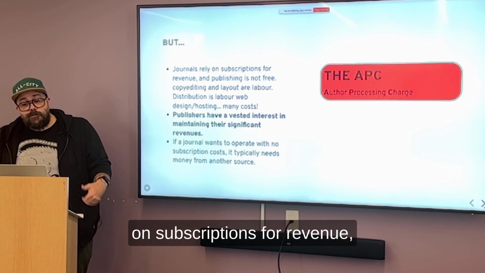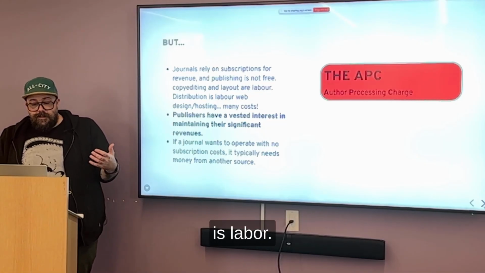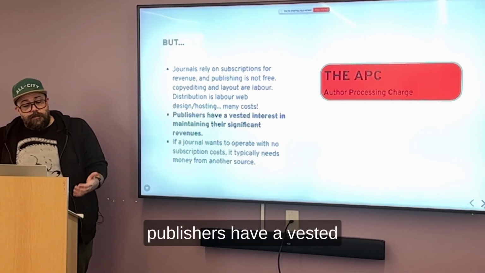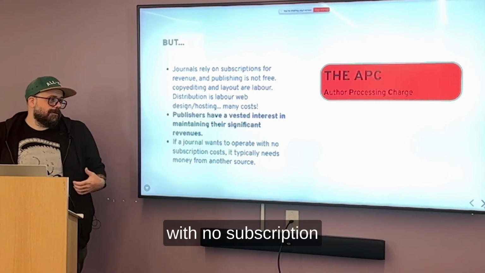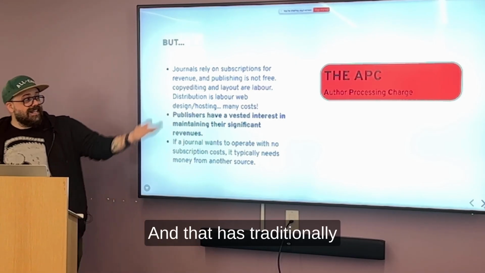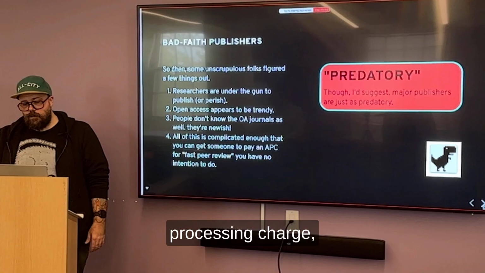But journals rely on subscriptions for revenue, and publishing isn't free. Copyediting and layout are labor, and distribution is labor, and web design and hosting. Publishers have a vested interest in maintaining their significant revenues. If a journal wants to operate with no subscription costs, it typically needs money from another source, and that has traditionally been, or more recently been, the APC, the article processing charge.